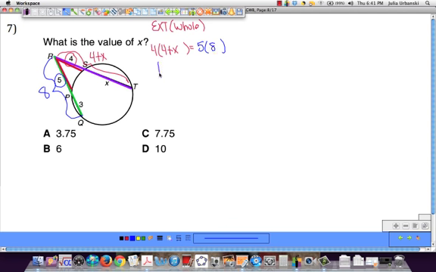So you do 4 times 4 is 16, plus 4 times x is 4x equals 40. Subtracting 16 from both sides, you get 24. And then dividing by 4, you get 6. Look to see if they wanted you to plug it in. They did not. All they needed was x, so your answer is right there.